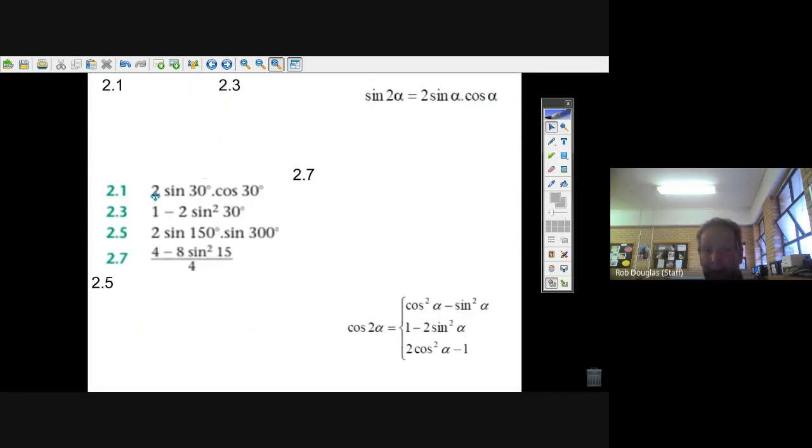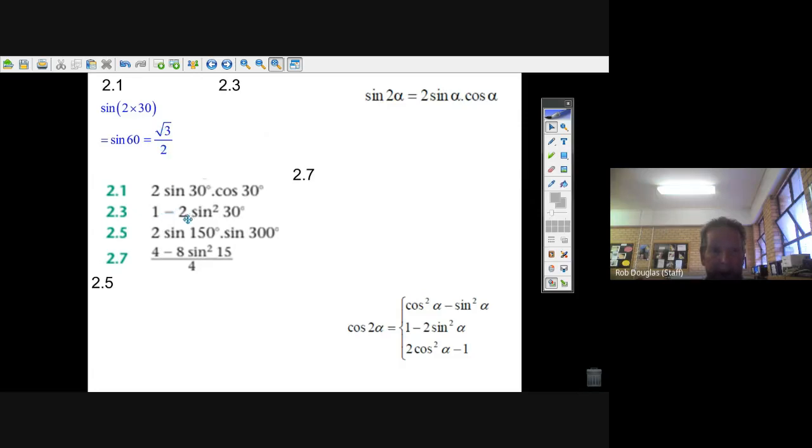If I see something like 2 sine 30 cos 30, I go, wow, that's the structure 2 sine alpha cos alpha. I can use that right there. 2 sine 30 cos 30 must just equal the sine of 2 times that angle, which is the sine of 60. And if I had a special triangle, I could see that that's root 3 over 2.